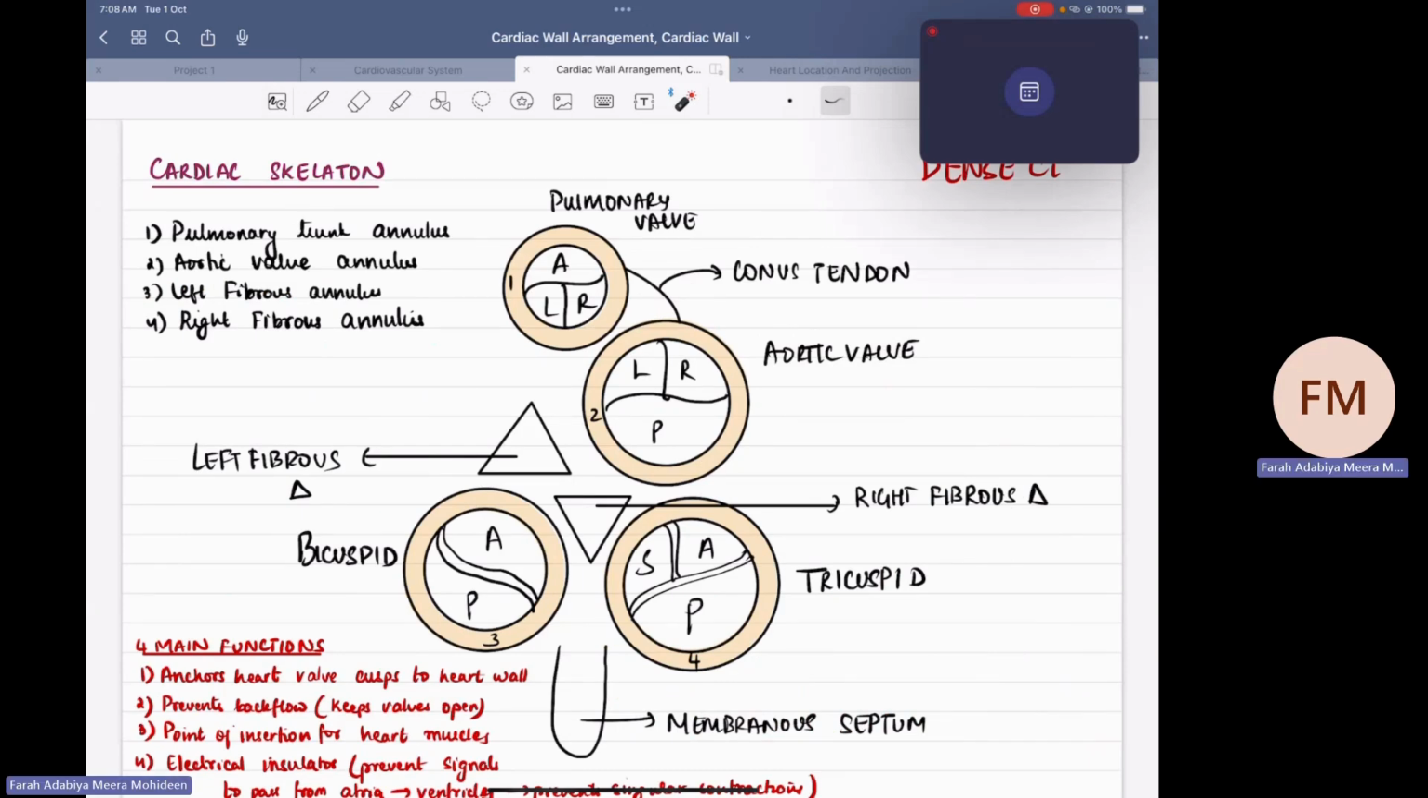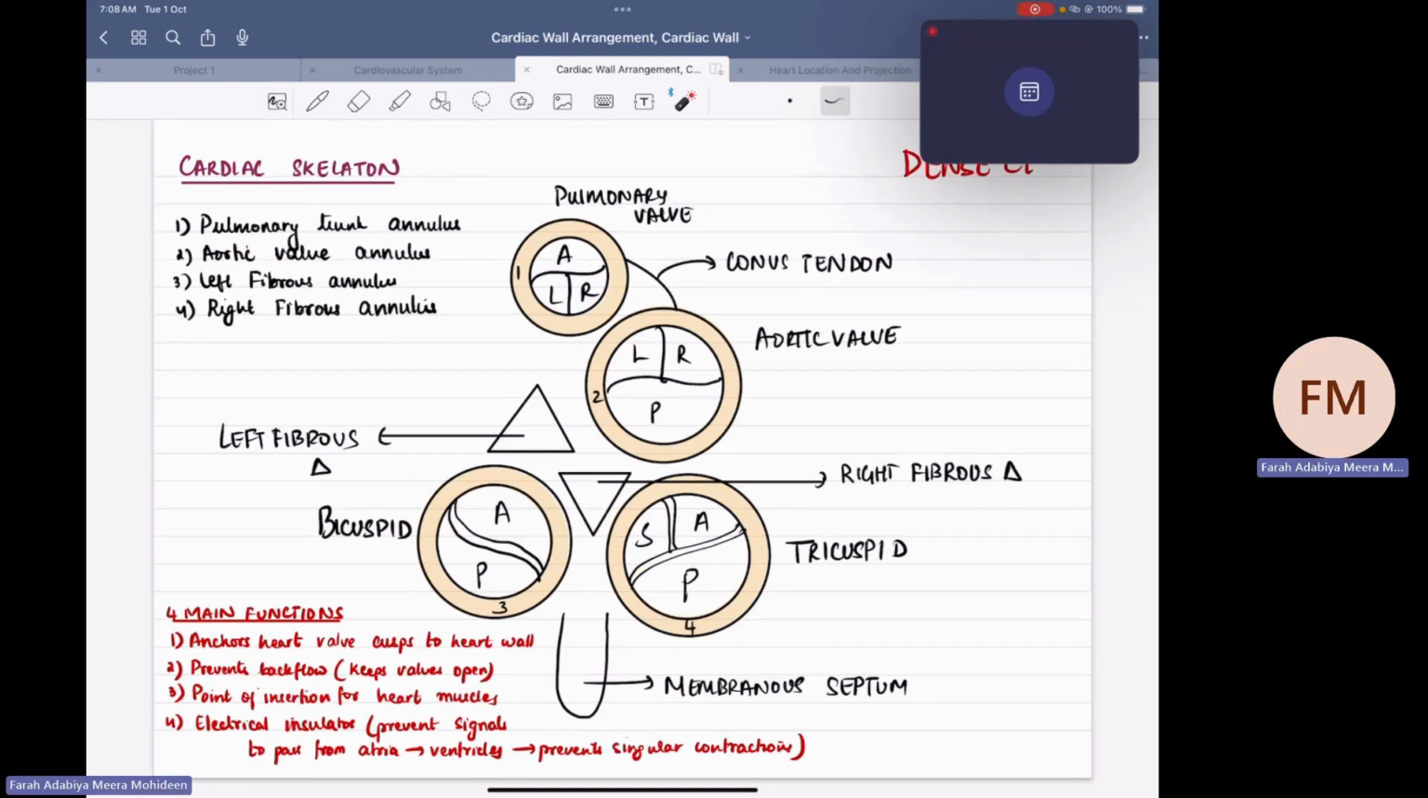What is your cardiac skeleton? It is basically tough parts of your heart that help to hold together a lot of parts. So it's fibrous tissue again. Now, what are the four main functions of the cardiac skeleton? This is the first thing you'll talk about if you get this question. First, it anchors your heart valve cusps to the heart wall.